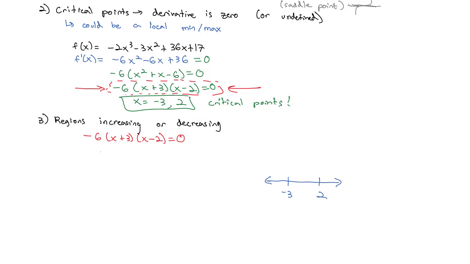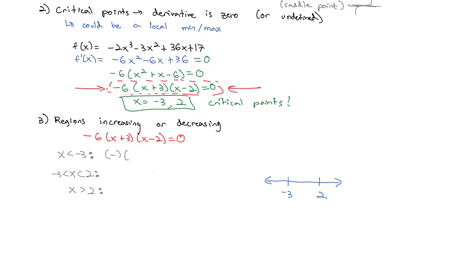And we're going to see what happens with each of the critical points, or the regions from the critical points. When x is less than negative 3, what happens? When x is between negative 3 and 2, what happens? And when x is bigger than 2, what happens? We don't really care about the number as much as we care about the sign of each factor. So the negative 6 is just a negative number.